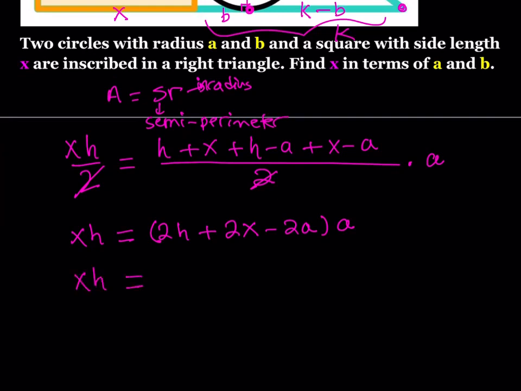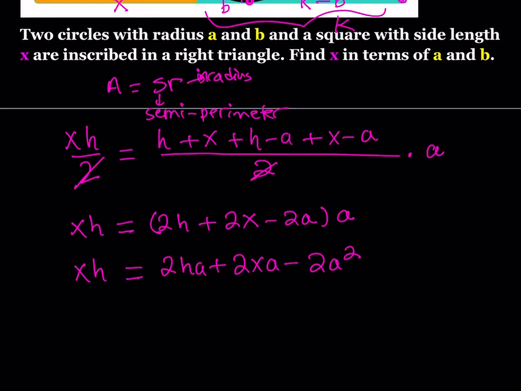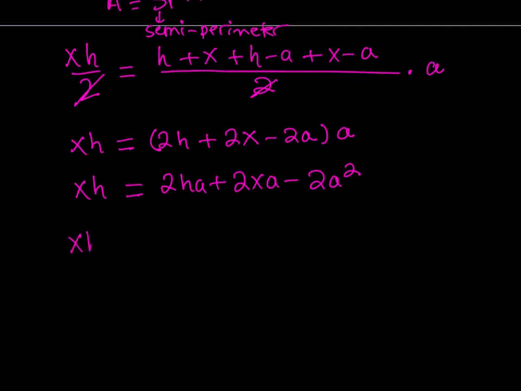x times h is equal to, if I distribute the a over this, I get 2ha plus 2xa minus 2a squared. Again, this expression looks confusing. There are a lot of variables, but remember, our goal is to solve for x. So we're going to focus on that one. Okay, let's not lose focus. For that purpose, I will subtract 2xa from both sides because my goal is to solve for x. I'm going to isolate the x terms on the left and factor. My next step is taking the x out, and this should give me h minus 2a.